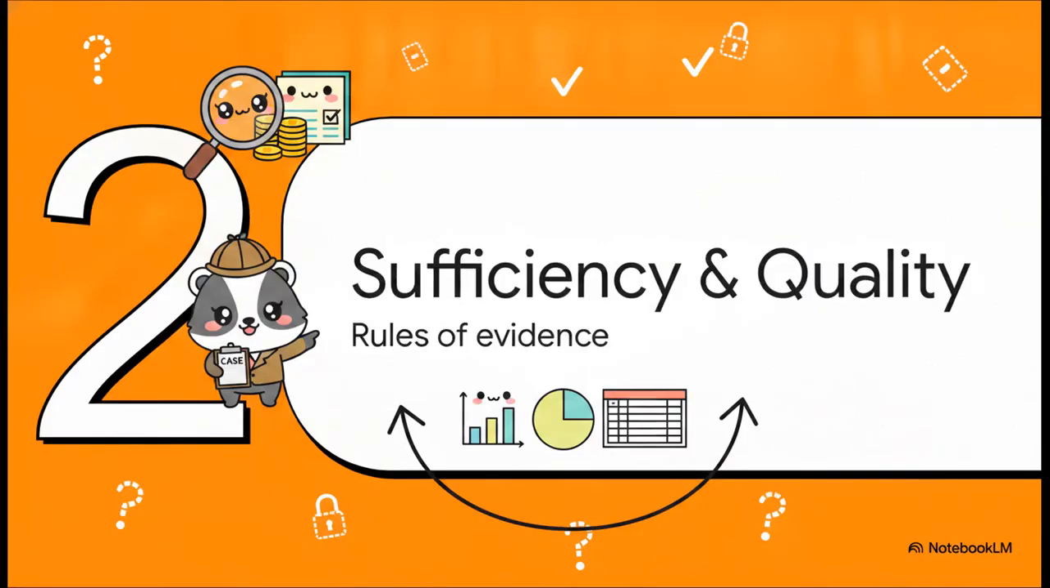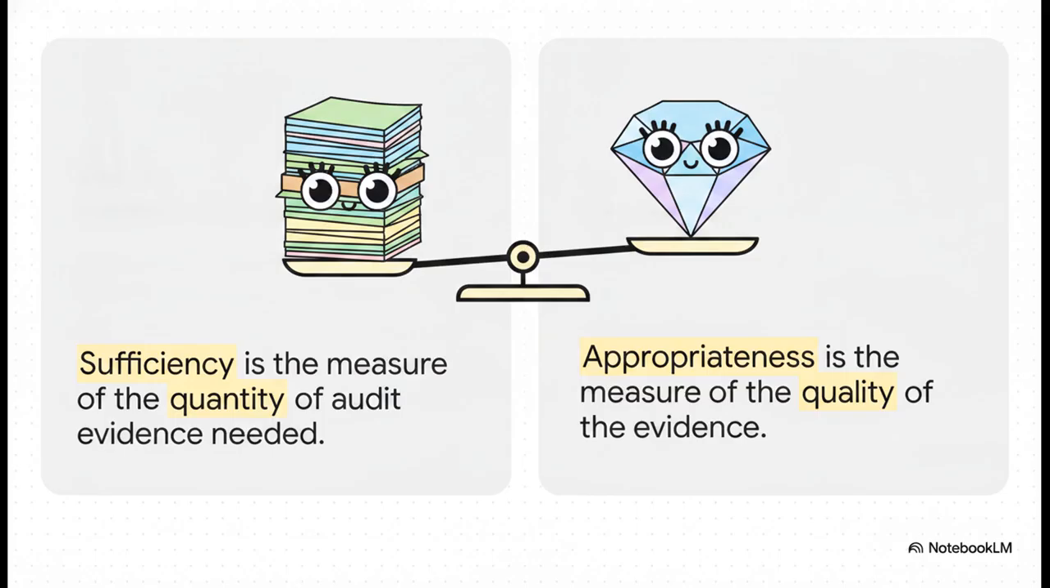Section 2. Sufficiency and appropriateness. The golden rules of evidence gathering. Now, the absolutely crucial point for any auditor is balancing these two intertwined concepts. On one side, you've got sufficiency, which is simply a measure of quantity, having enough evidence. But you have to balance that with appropriateness, which is all about quality. This asks, is the evidence actually relevant to what we're testing, and is it highly reliable? Because here's the thing, you absolutely cannot compensate for poor quality evidence just by gathering a mountain of it. To make a definitive ruling, you need both.